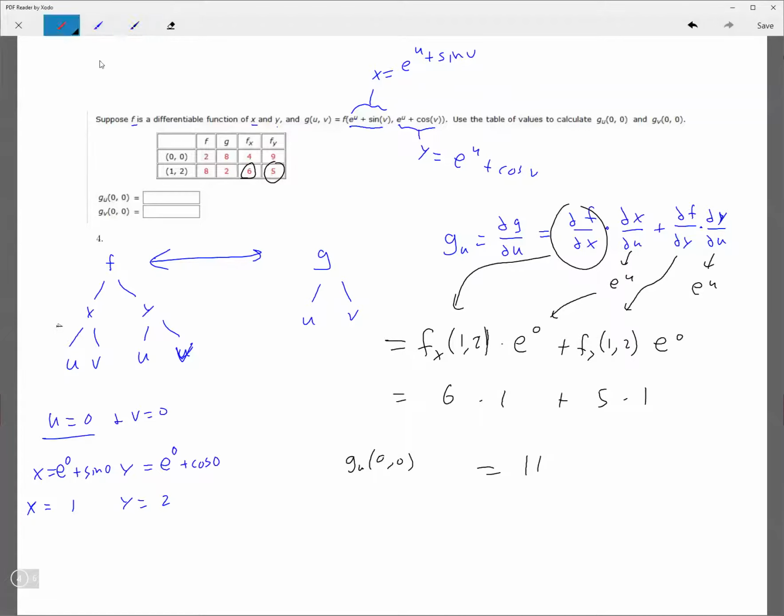Now we're going to go for g_v of 0, 0. So that's going to be f_x at 1, 2 times the partial of x with respect to v this time, plus f_y of 1, 2 times the partial of y with respect to v. And this is going to be evaluated at 0, 0, and that's going to be evaluated at 0, 0.